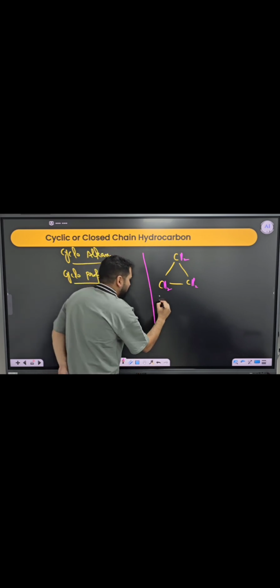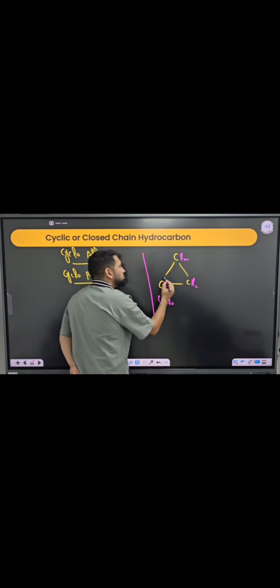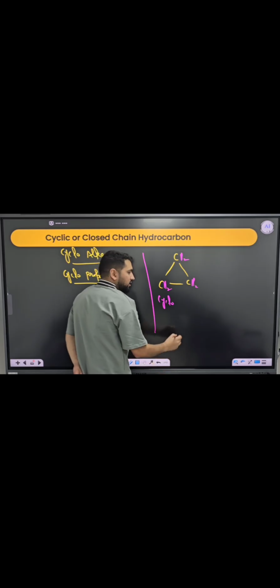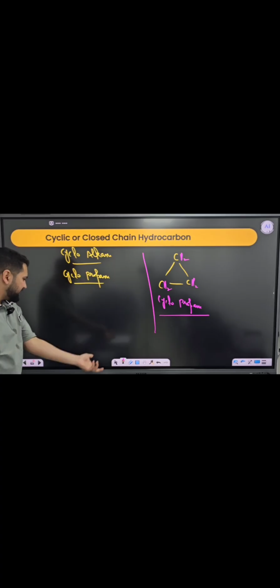And let me name this compound as cyclo. How many carbons? 1, 2, 3. 1, 2, 3 means prop. And every time single bond means ane. So the name of the compound will be cyclopropane, right?